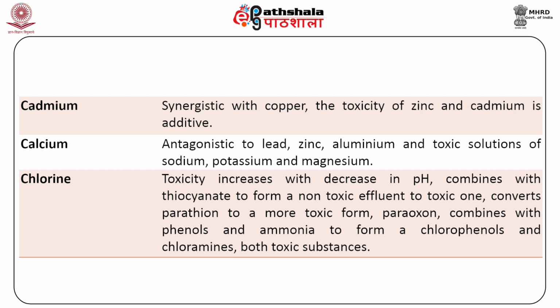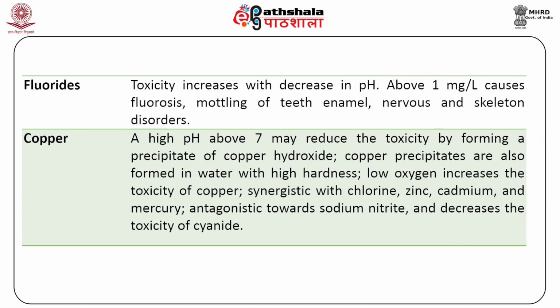Chlorine combines with thiocyanate to convert a non-toxic effluent to a toxic one, converts parathion to a more toxic form, paraoxone, and combines with phenols and ammonia to form chlorophenols and chloroamines, both of which are toxic in nature. The fluoride toxicity increases with decrease in pH, and fluoride causes fluorosis, mottling of teeth enamel, nervous and skeleton disorders. Copper is toxic, but at a high pH above 7, the toxicity is reduced because copper hydroxide precipitates out.